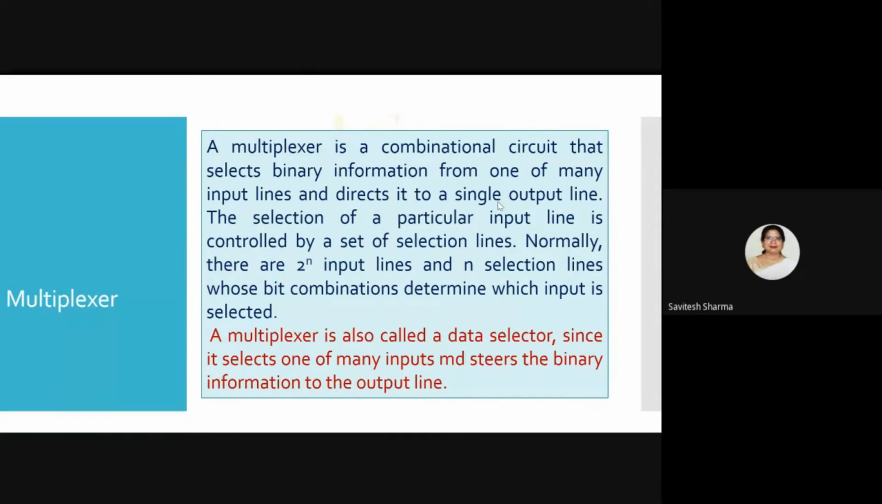So a multiplexer is a combinational circuit that selects binary information from one of many input lines and directs it to a single output line. This is the definition of the multiplexer. Multiple lines will be there. You have multiple information at the input, but as you have only one channel, you need to select which input information you want to send at the output.